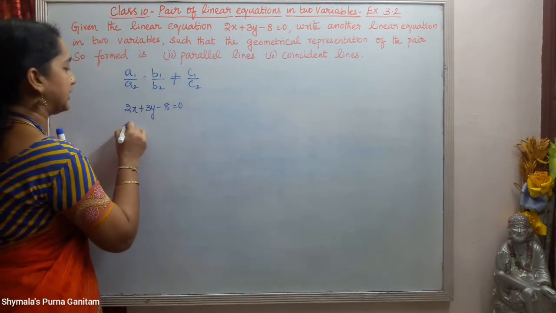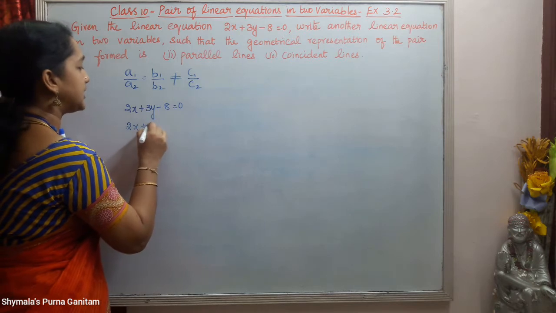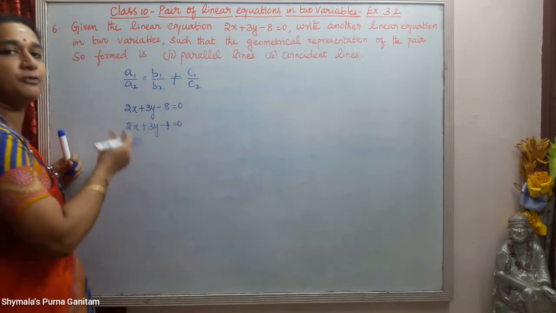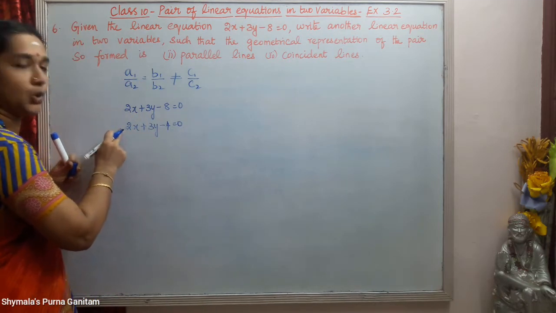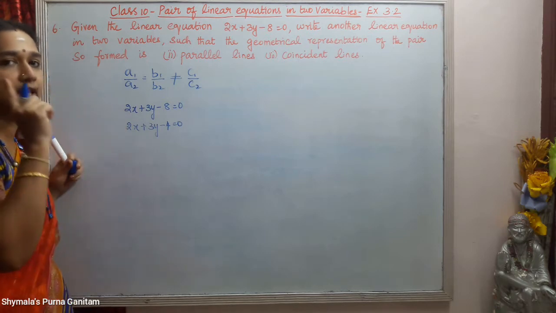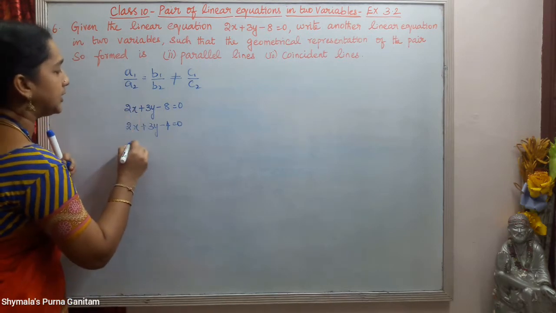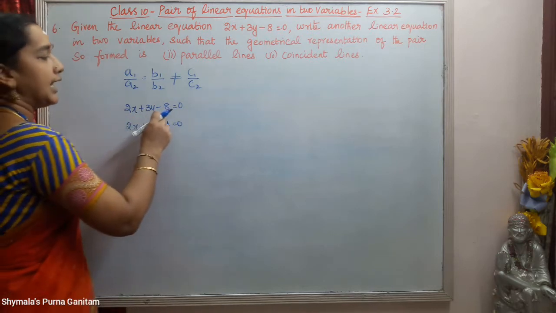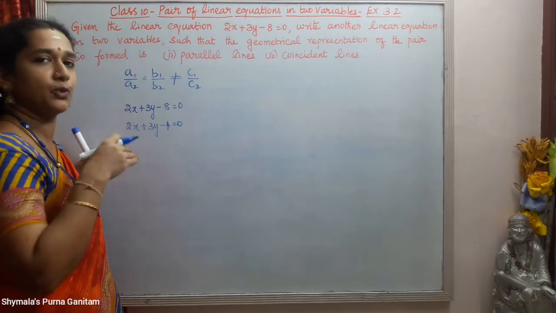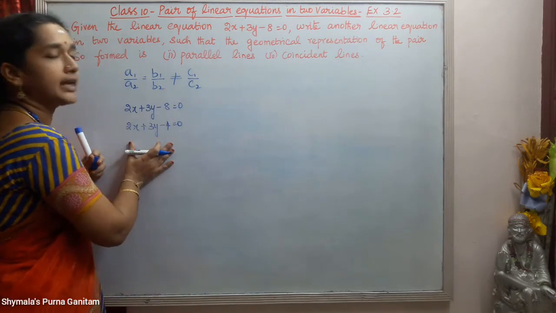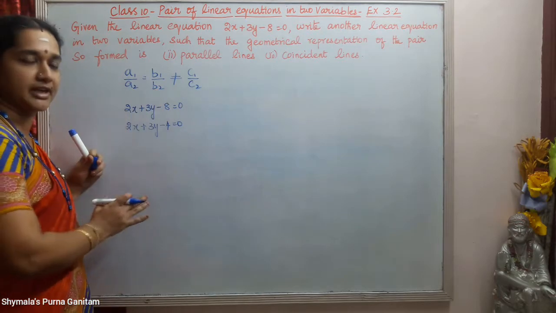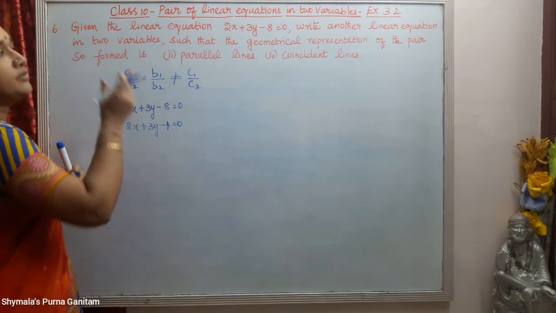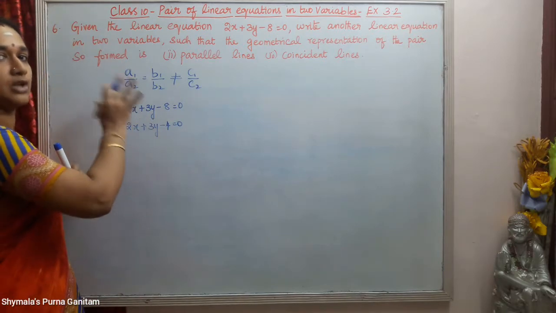So I am taking the another line as 2x plus 3y minus 4 is equal to 0. So if I take a line like this, A1 by A2 and B1 by B2 will be equal to 1. That is, 2 by 2 is equal to 1, 3 by 3 is also equal to 1, and 8 by 4 is equal to 2. So I got another linear equation with the given condition such that it will form a parallel line. So this is over. Now we have to do the geometrical representation for the given lines.